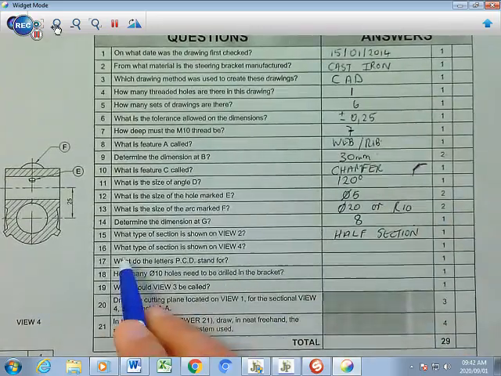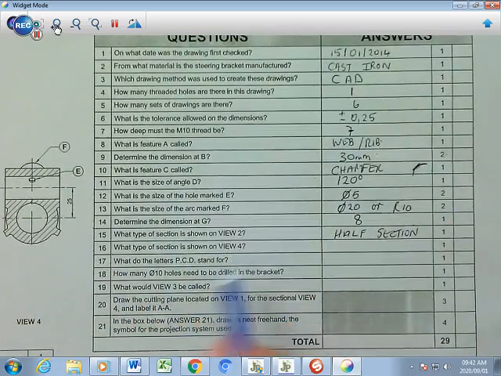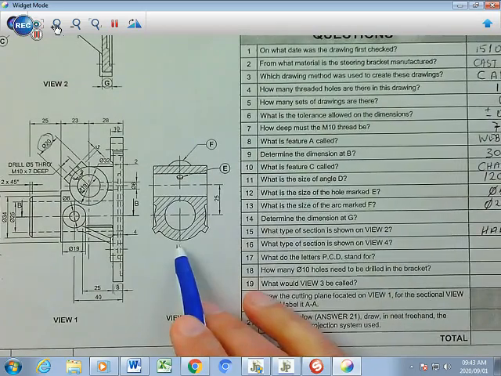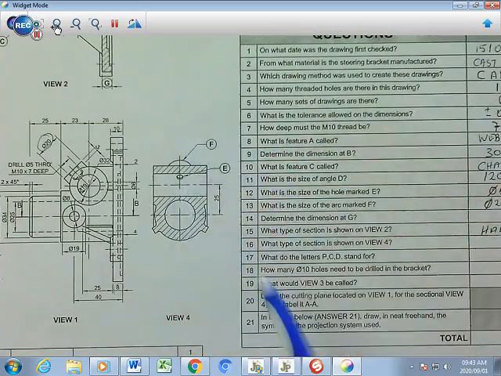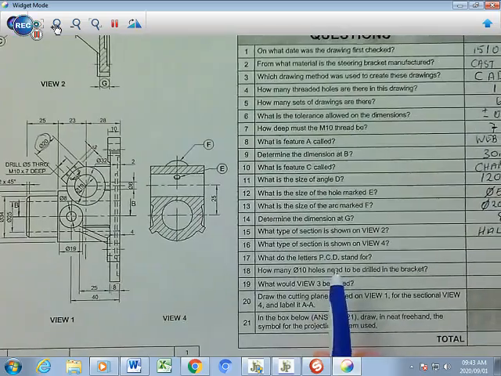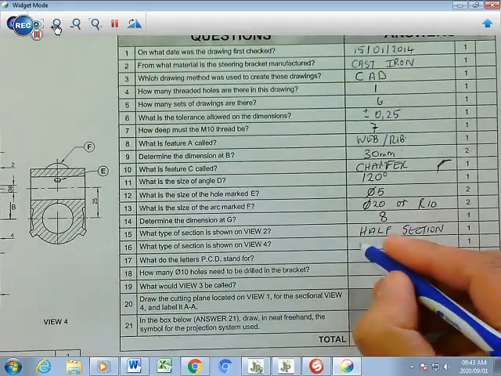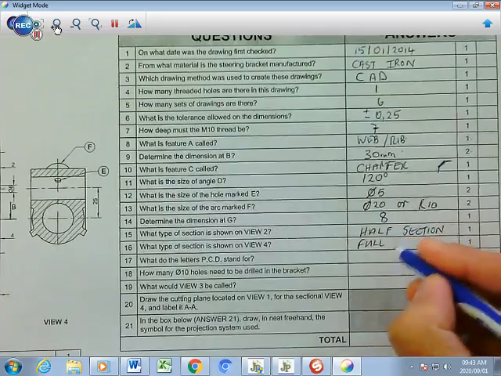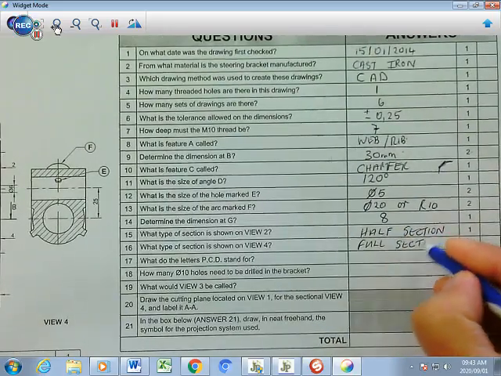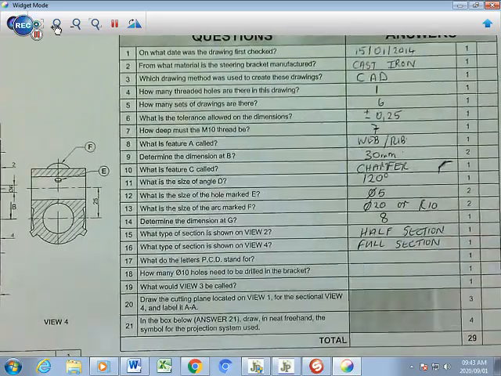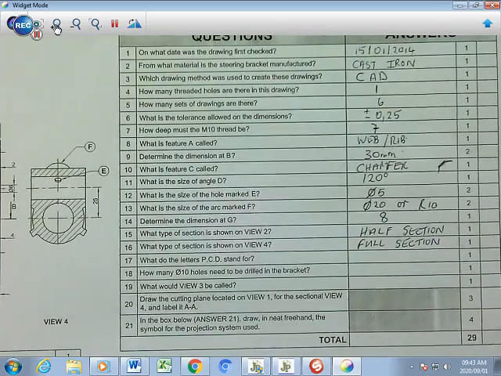Okay, what type of section is shown on view 4? There's view 4. The entire component is sectioned, so we are going to write here it's a full section. Okay, please go through all the sectioning in your book as well if you need to.